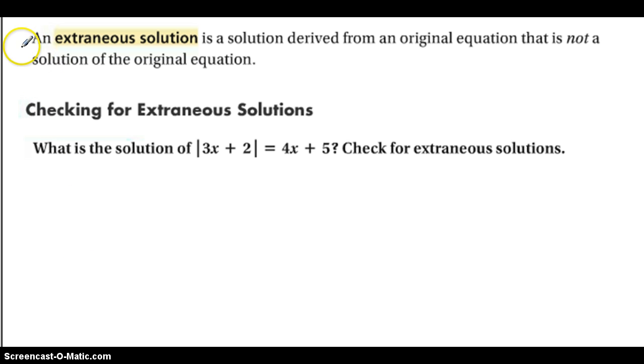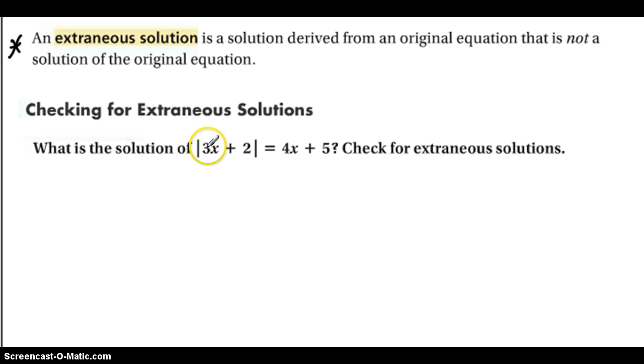Our next item is a definition that we definitely would like to put into our Cornell notes, right here, of an extraneous solution. It is a solution derived from an original equation that is not a solution of the original equation. That may sound funny, but here's another way of looking at it: we will solve for x and use all the legal methods we have in mathematics, but one of the answers, or both of the answers, may not work for the original equation. Let's take a look at what an extraneous solution might look like.